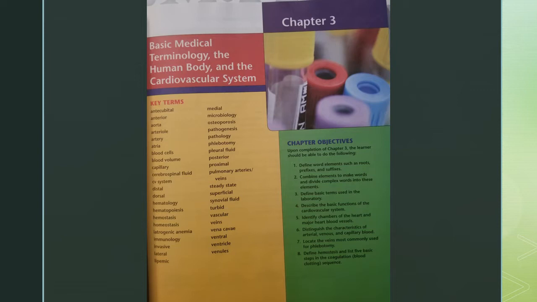4. Describe the basic functions of the cardiovascular system. 5. Identify chambers of the heart and major heart blood vessels. 6. Distinguish the characteristics of arterial, venous, and capillary blood. 7. Locate the veins most commonly used for phlebotomy. 8. Define hemostasis and list 5 basic steps in the coagulation blood clotting sequence.